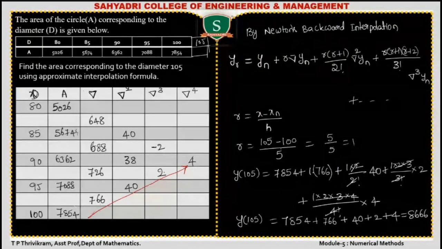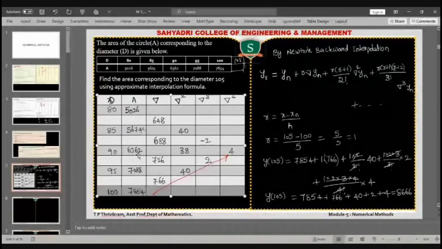Sir, can you explain that R formula, sir, once again? R formula, R equal to. R means X. So X is the unknown value. Because here the X value he has given is 105, that's why I have substituted 105 directly. X minus XN. XN means the last data. Last data is the second column last data, 7854. That value you have to take. Suppose the same thing if you want to find in terms of forward difference, I'll show how to do it.